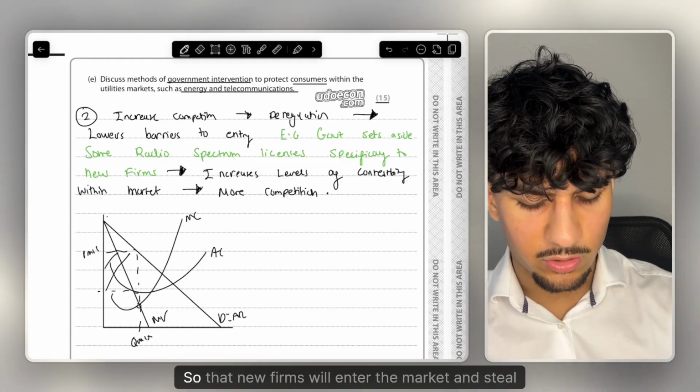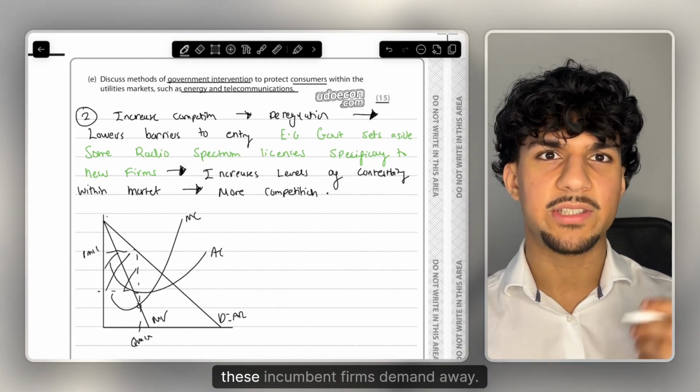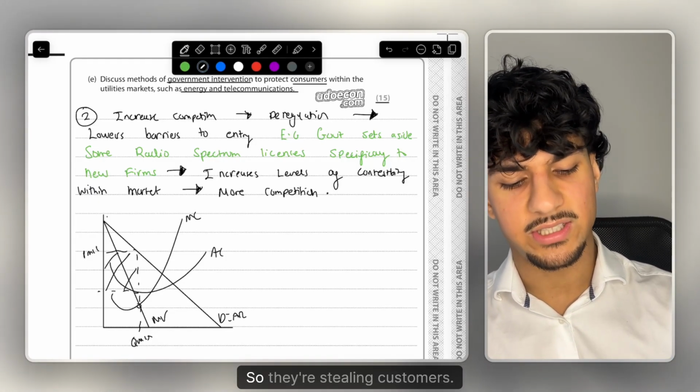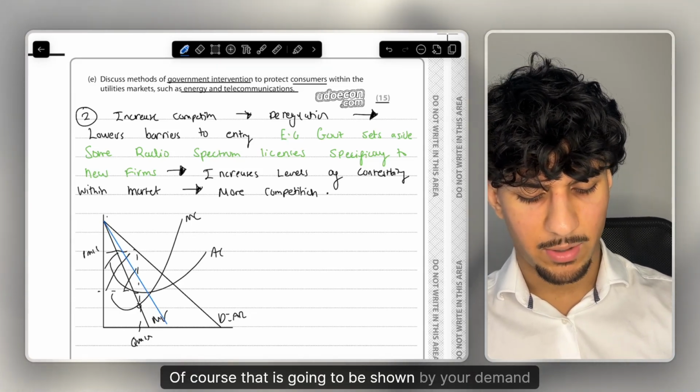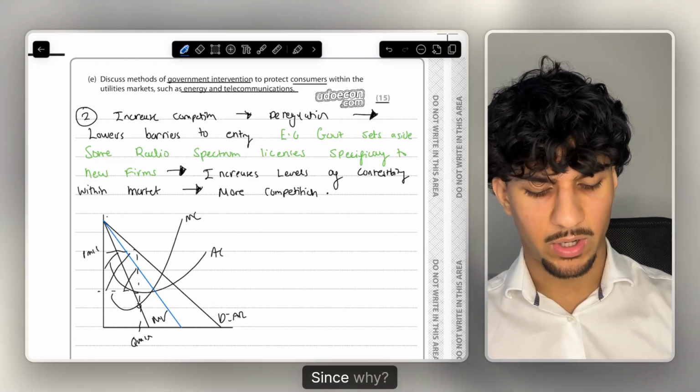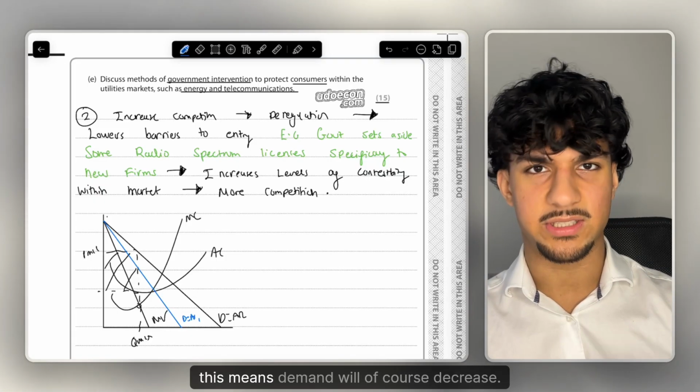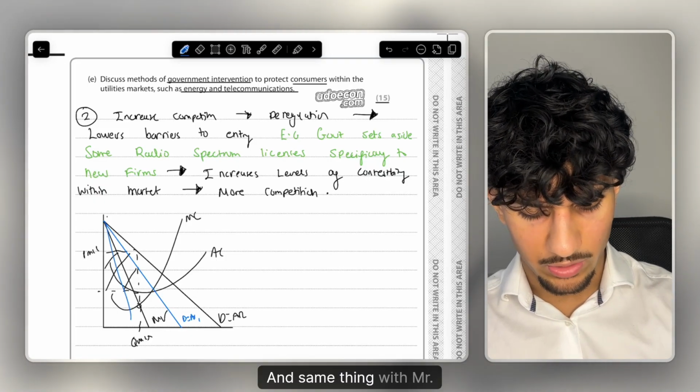But now, what do we say? So that new firms will enter the market and steal these incumbent firms' demand away. So they're stealing customers. So how can we represent that on the diagram? Of course, that is going to be shown by your demand curve shifting inwards. Since why? If other firms are stealing your demand, this means demand will, of course, decrease. And same thing with MR.